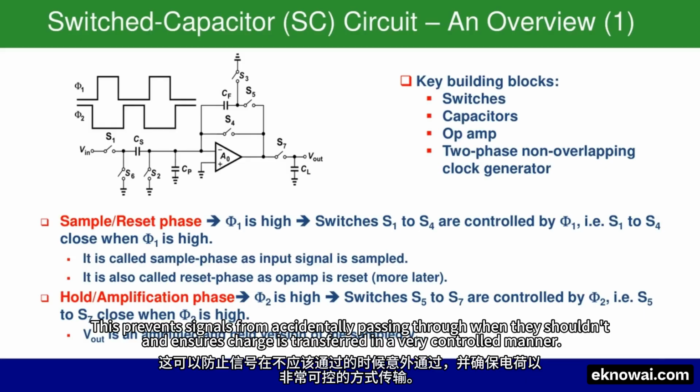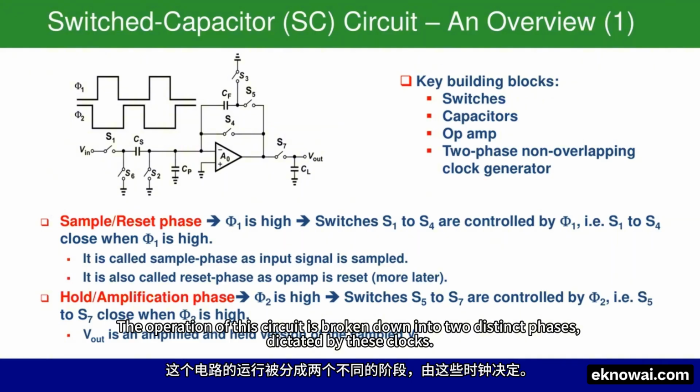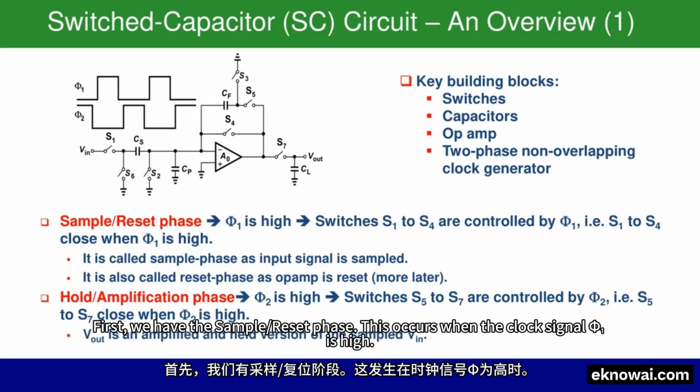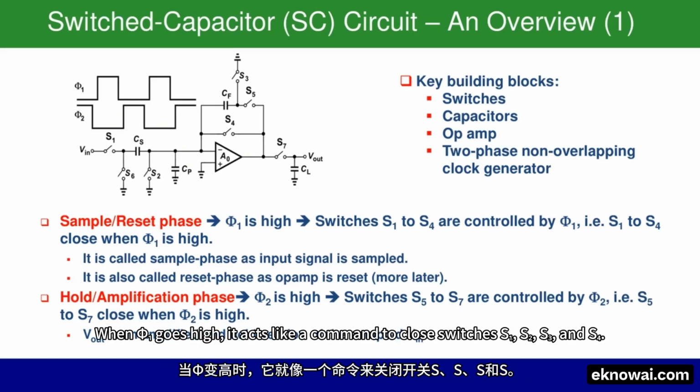The operation of this circuit is broken down into two distinct phases, dictated by these clocks. First, we have the sample/reset phase. This occurs when the clock signal phi1 is high. When phi1 goes high, it acts like a command to close switches S1, S2, S3, and S4.